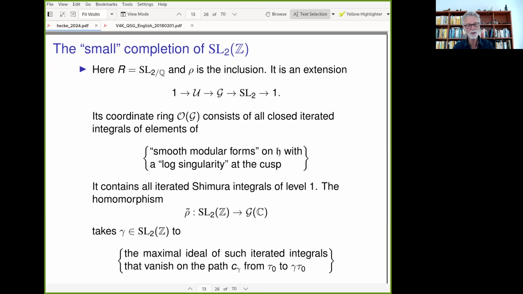Okay, so evaluation on that path is the homomorphism from this ring of iterated integrals, and there'll be a maximal ideal which corresponds to those that vanish on this path C gamma.